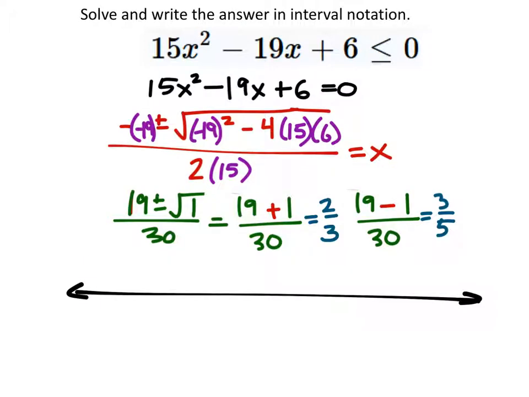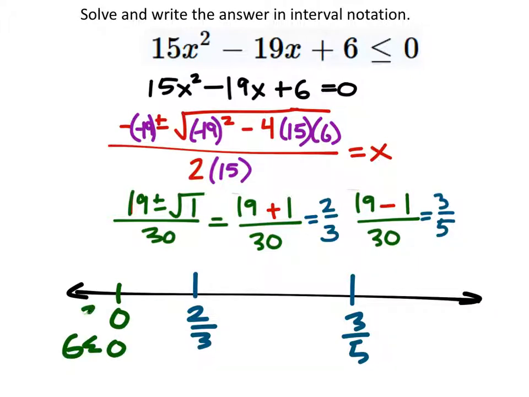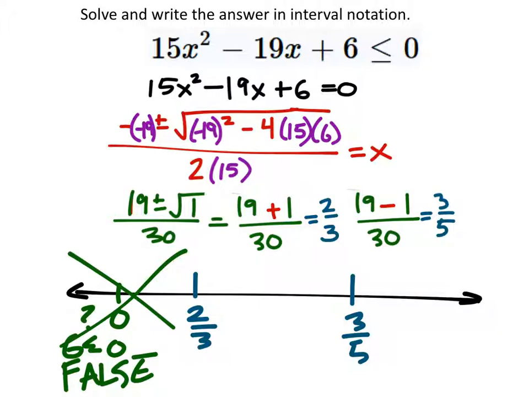All right, here's our number line. We'll go to 2/3 and also 3/5. They're actually closer than this, I suppose, but we can exaggerate it. Looking to the left of this, I'm going to choose 0, which would give us 6 is greater than or equal to 0, less than or equal to 0. That's false. So we know that everything to the left of 3/5 is not true.